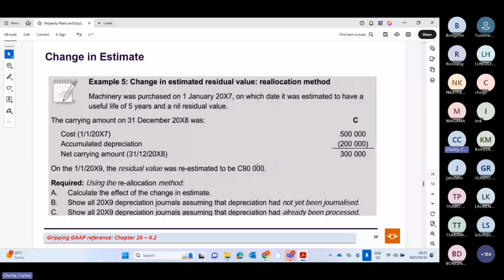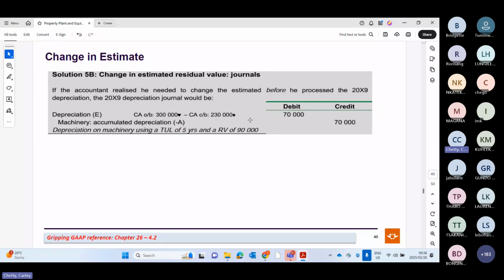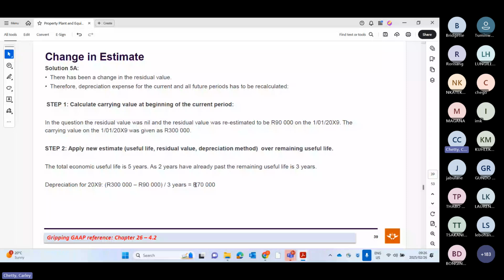So if the accountant had processed the depreciation based on the old estimate, the accountant would have gone debit depreciation 100,000, credit machinery accumulated depreciation 100,000. So the accountant processed 100,000 Rand worth of depreciation, but they should have actually processed 70,000 Rand. So the accountant processed the depreciation before the estimate changed, and now realized that it should have been 70,000 Rand, but they processed 100,000 Rand.